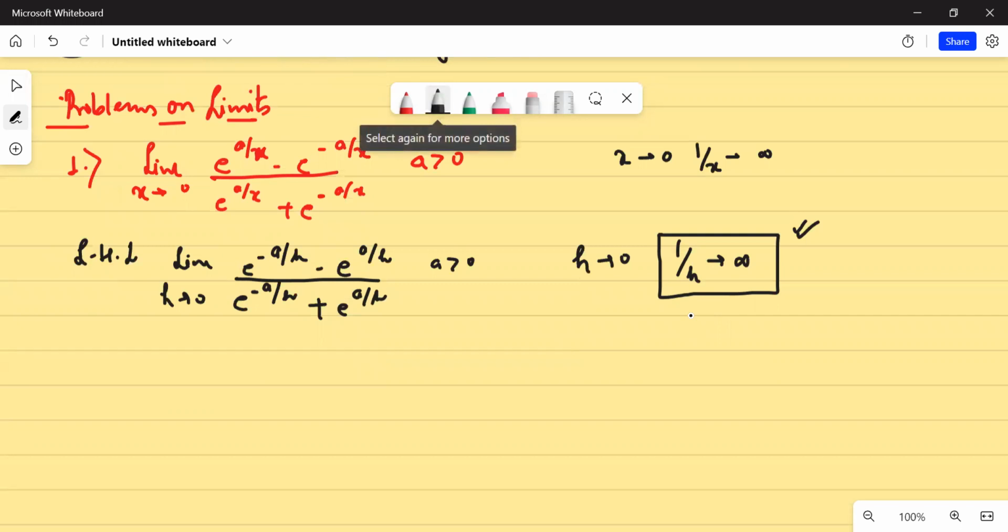So if 1 upon h tends to infinity, or a upon h tends to infinity, your first term here would become 0. This term would also become 0. Is that clear? And your limit will come out as minus 1.